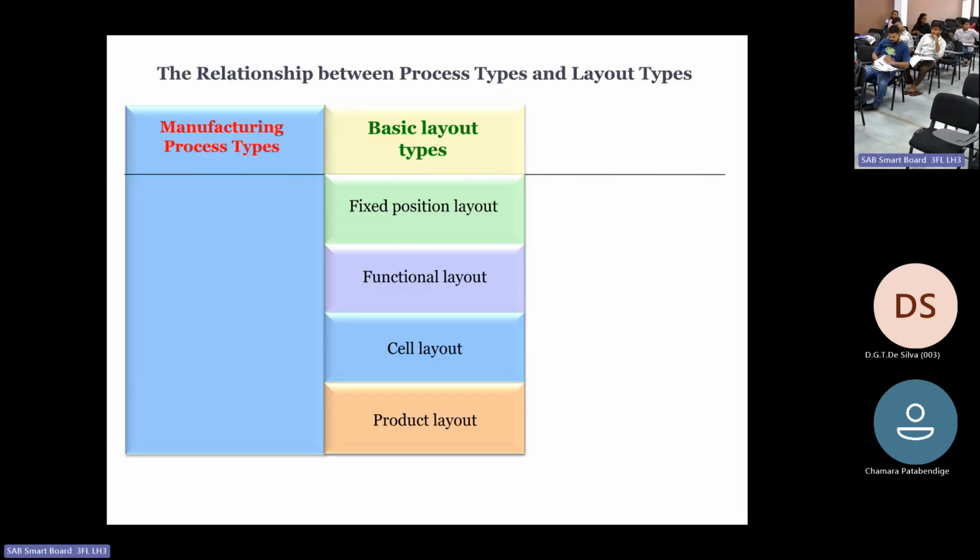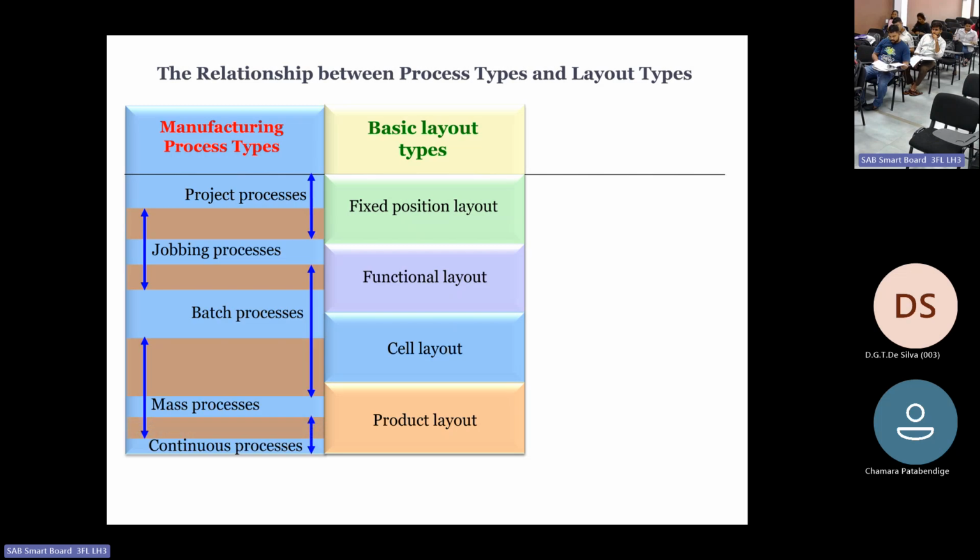We have limited time, so I will quickly move on. Anyway, product layouts are used. So, what type of processes? Basically for continuous processes, and then of course mass processes are also in use. Right. And can you see the line here? Even for some of the batch processes, product layouts are used. Continuous and mass processes mostly. Do you remember this? Mass processes?